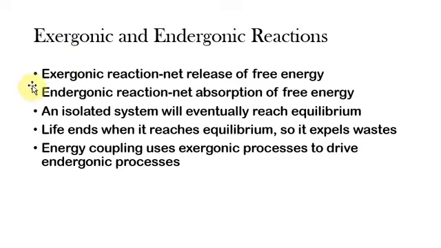Let me back up a little bit and give you their actual definitions. An exergonic reaction releases free energy. So this means it's going to be spontaneous. Delta G is going to be negative. And generally it's going to be exothermic, release heat, and it's going to increase the entropy of the universe. So that's what that is.